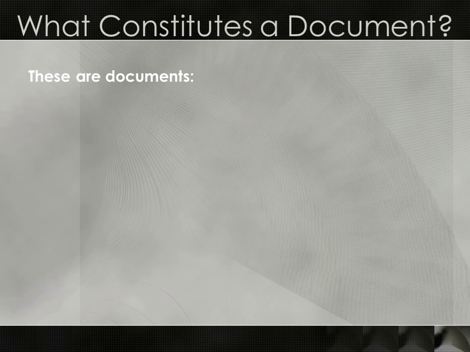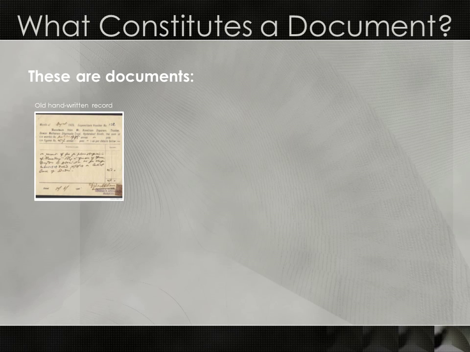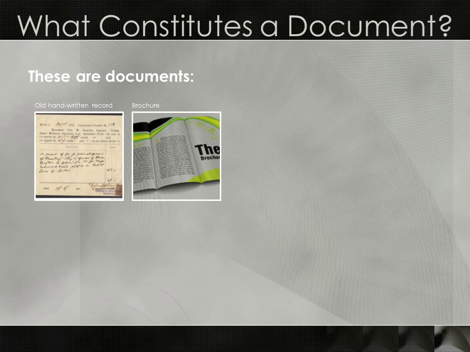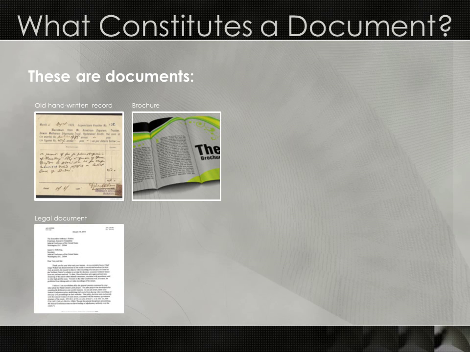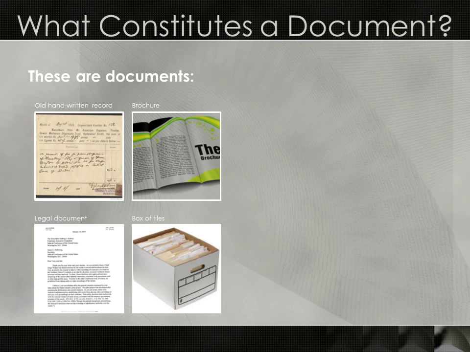Hard copies can be things like old handwritten records of transactions, a trifold brochure, a letter about a court case, or a box full of file folders, just stuff you can't bear to throw away in case you need that one thing from 1987.